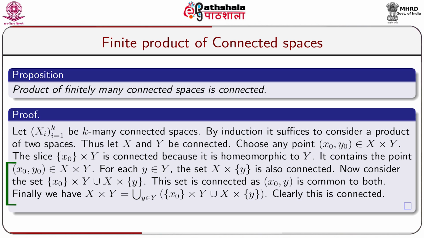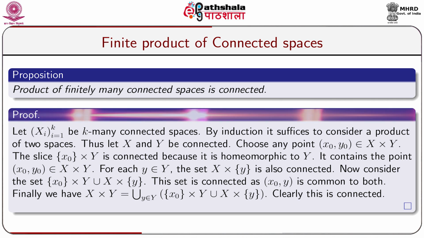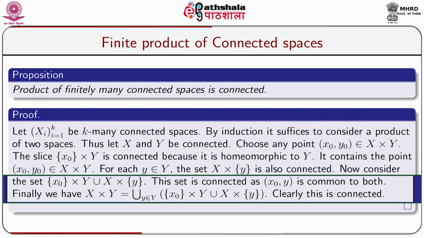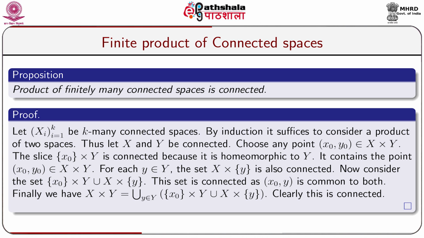Then the union of X Cartesian product {y} and {x0} Cartesian product capital Y is connected because they have a point in common. Let us denote it by Ay. Now, if we take the union of Ay where y belongs to capital Y, then it covers the whole X cross Y, and X Cartesian product {y} is contained in each Ay, and therefore X Cartesian product Y becomes connected.